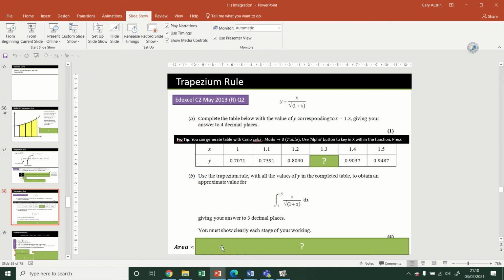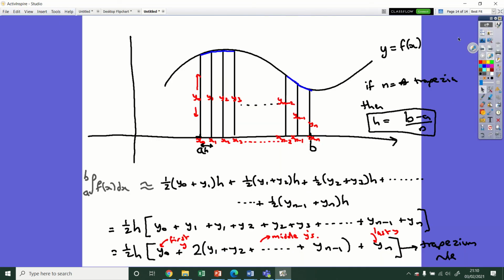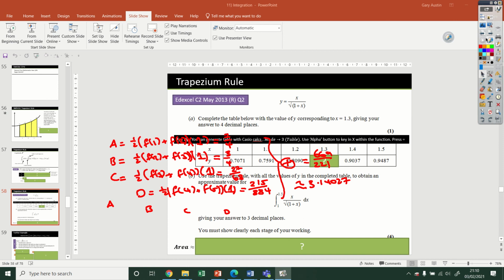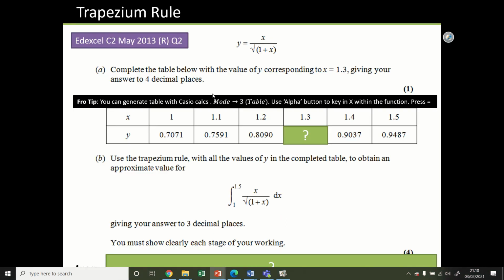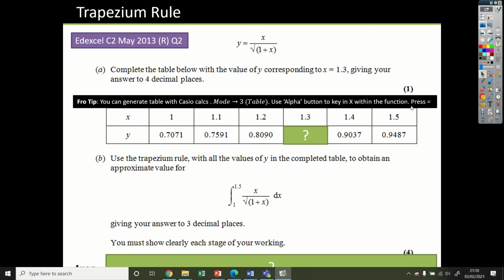So, questions tend to look like this. Let me move that out of the way. Okay, so this is my function. I don't actually have a picture, but we should be able to use the trapezium rule to work out an approximate area. Firstly, we're going to complete the table with the value of y corresponding to x is 1.3, giving your answer to 4 decimal places. Well, here's our table of values. It's just a matter of filling in the relevant ones, and we only need to do this one. Putting x is 1.3 gives us 0.8571. You can verify that with your calculator.